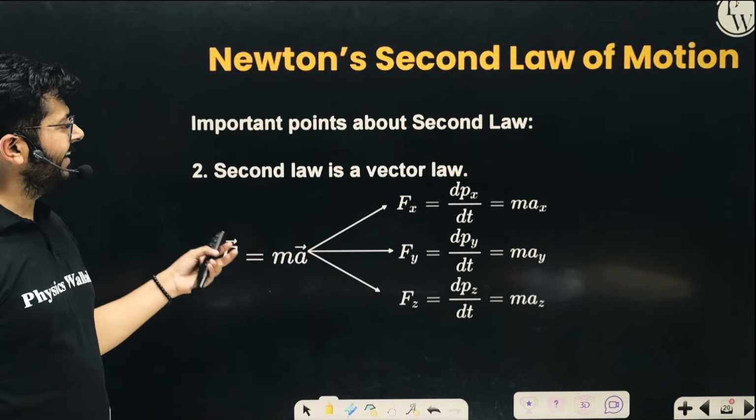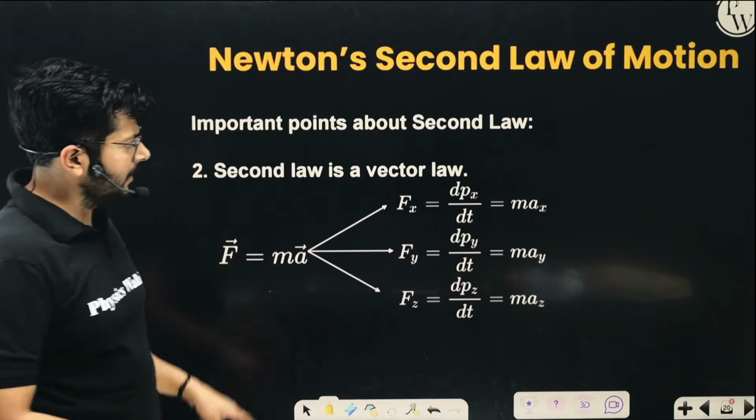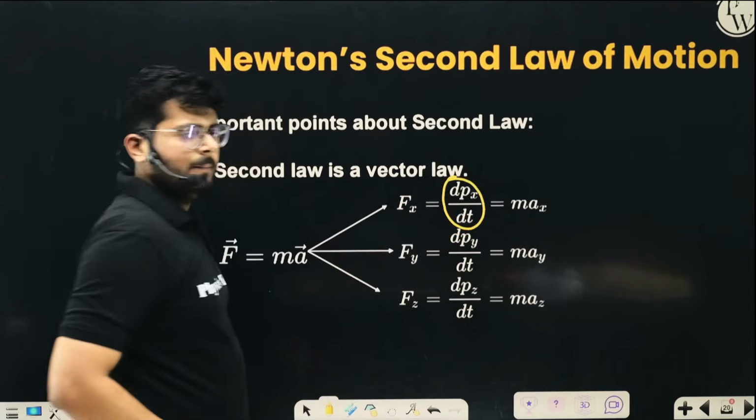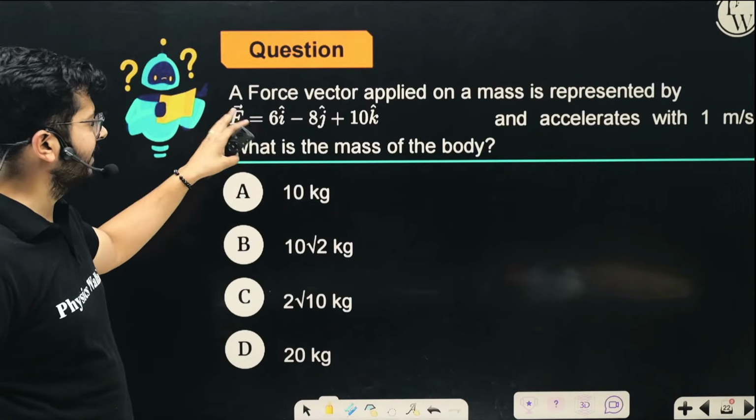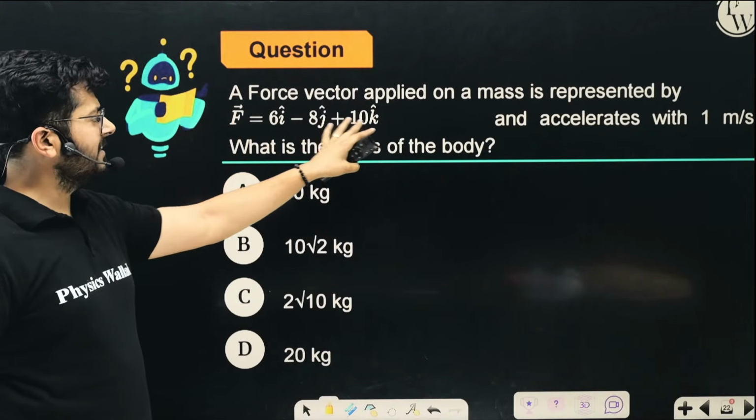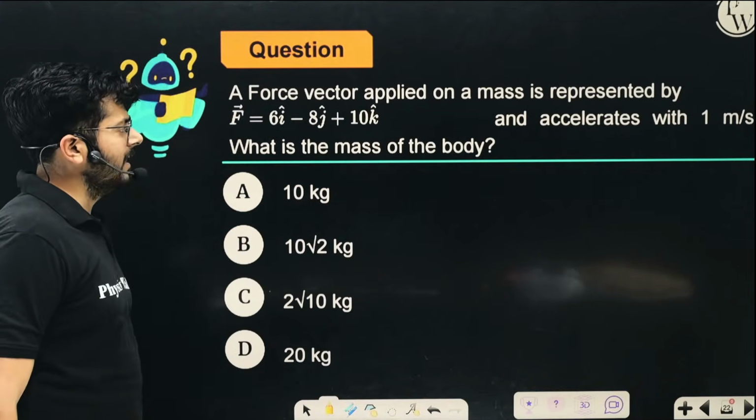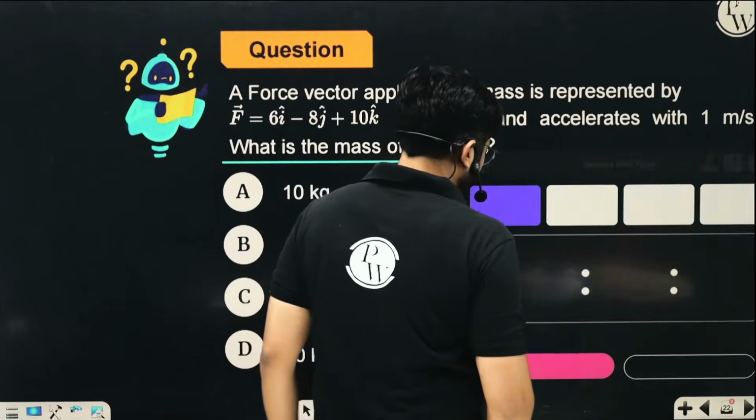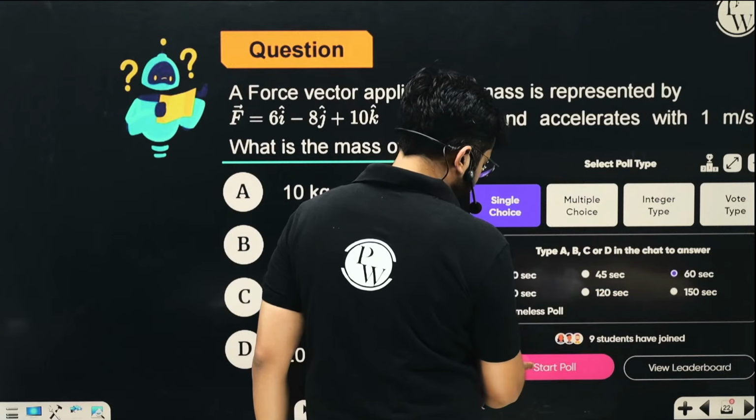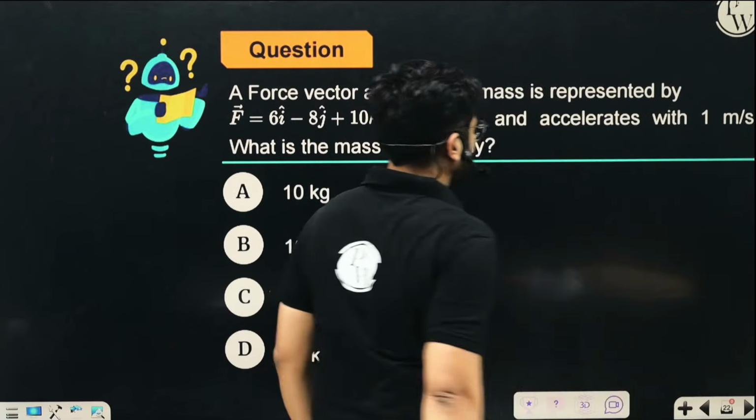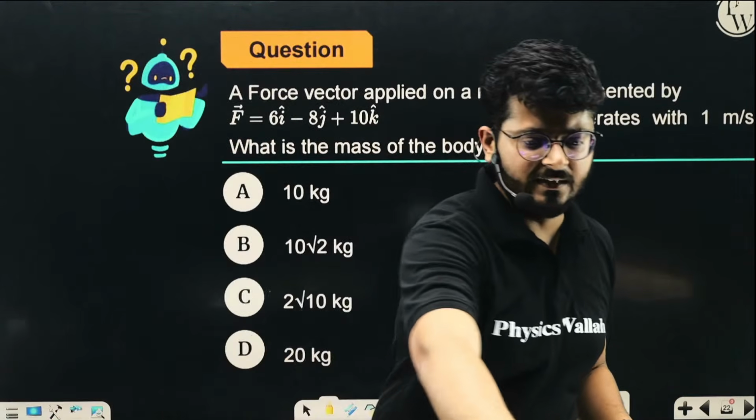So now the next point is this. Force is mass times acceleration, but the better way of calling it is force is the rate of change of momentum in a certain direction, right? Look into this formula, look into this question and try to solve it. Force is 6i minus 8j plus 10k and it accelerates with 1 meter per second square. What is the mass of the body? Very simple problem, right? You have a minute to solve it, so answer it in the chat box and we'll see how many of you are actually making correct answers.